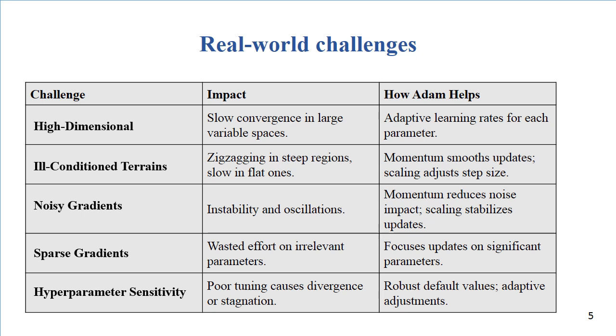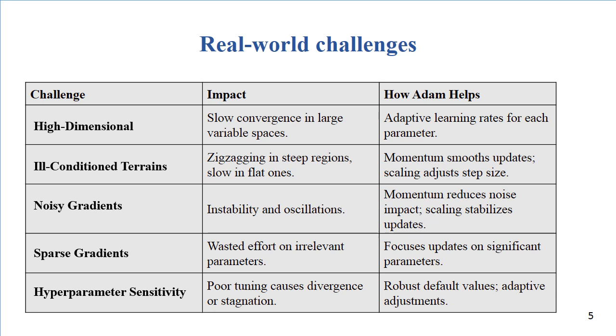The first challenge, as mentioned earlier, is high-dimensional problems, which lead to slow convergence in large parameter spaces. ADAM addresses this issue by using adaptive learning rates for each parameter, thereby improving the convergence speed. The second challenge is ill-conditioned terrains, which, as discussed, cause zigzagging behavior in steep regions and slow progress in flat regions. Since ADAM incorporates the Momentum method, it smooths the updates, while adaptive scaling adjusts the step size appropriately. The third challenge involves noisy gradients, which result in instability and oscillations. Through the use of Momentum, ADAM reduces the effect of noise, and gradient scaling further stabilizes the updates.